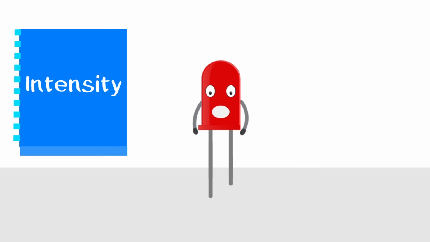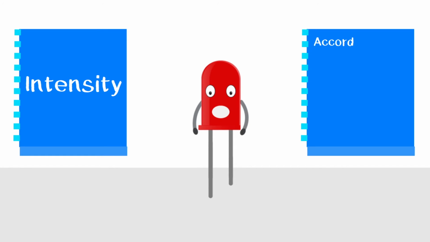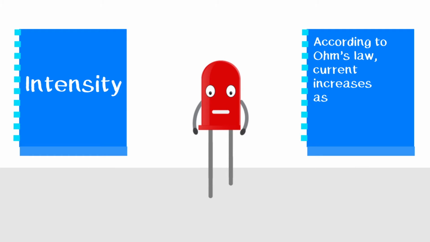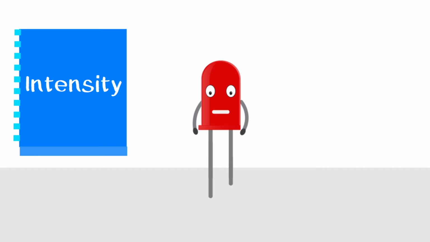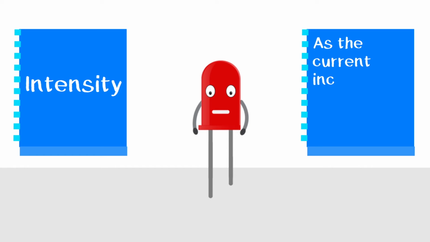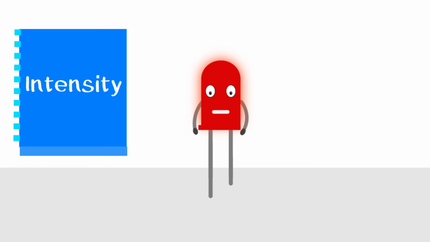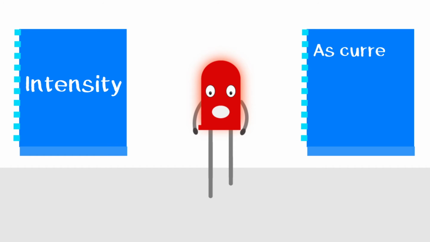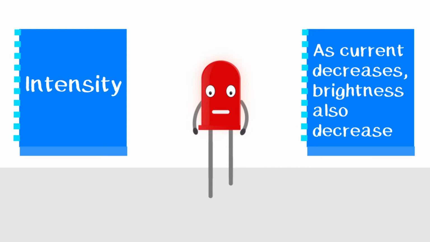Now, let's talk about intensity. You know that according to Ohm's law, current increases when the voltage across the circuit increases. You can exploit this law to vary how bright I shine by changing the amount of current passing through me. As the current increases, brightness also increases. Similarly, as current decreases, brightness also decreases.